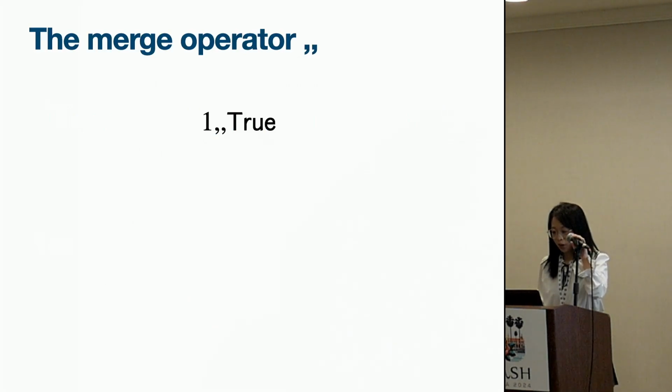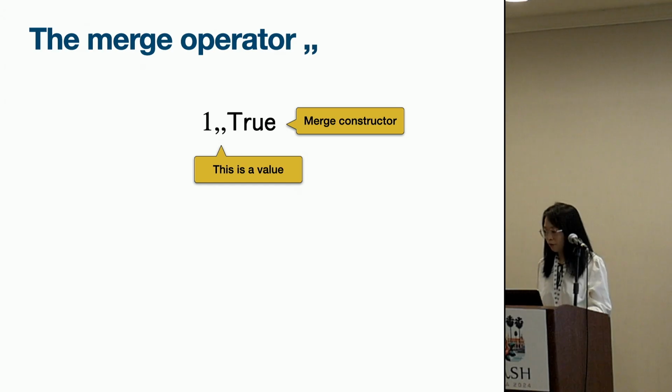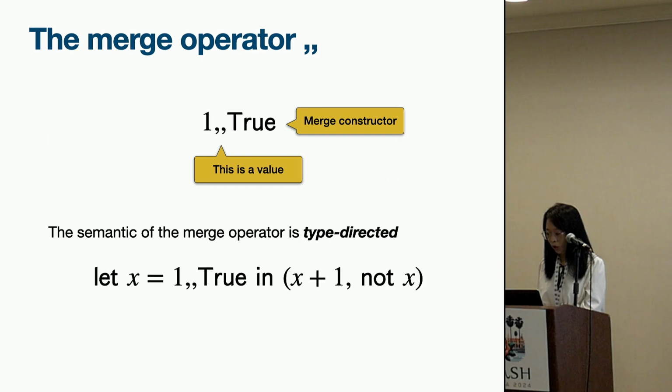In some calculi with intersection types, they use a special operator called a merge operator, and we use double comma, and it allows building values that can have multiple types. For example, in the program, x has both an integer and a Boolean value. And when x is used, it can act as either an integer or a Boolean.